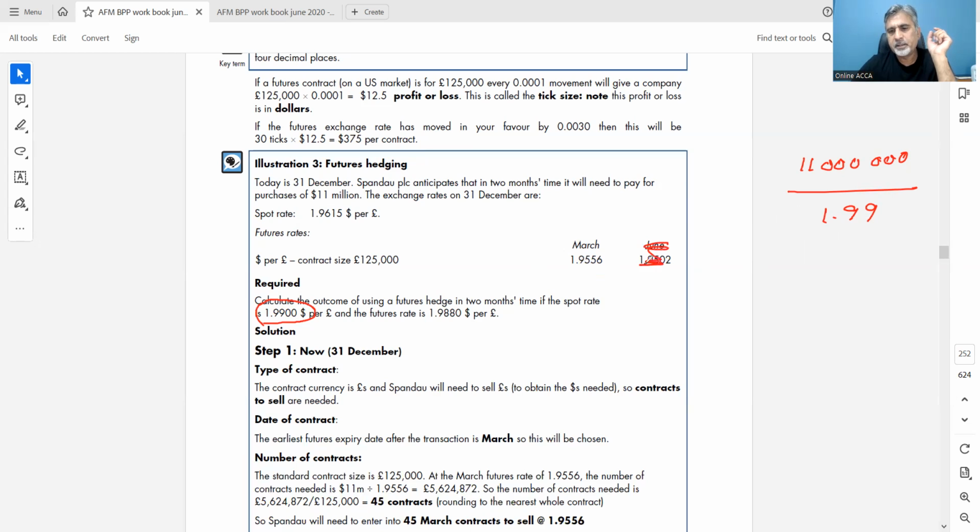And June I have ignored. This is what I have here. This is my future. So this future price, which I have with me in the market, the future rate is 1.9880. So the difference between these two will be my gain or loss. Because I already have a future contract of 1.9556, and the future rate on that date after 2 months will be 1.9880. So this is the situation.